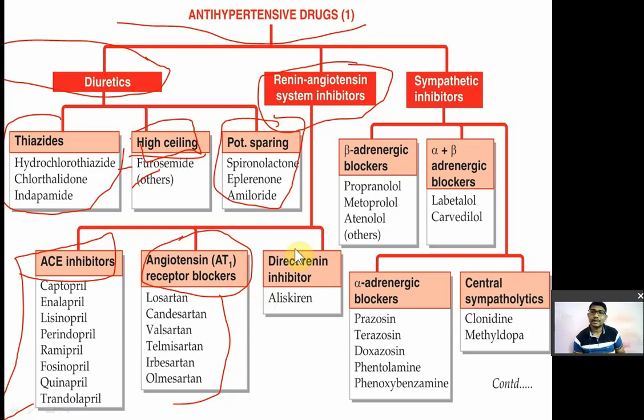Then direct renin inhibitor or renin antagonist: aliskiren and calicyracin. These are the direct renin inhibitors. Then the next class is the sympathetic inhibitors.